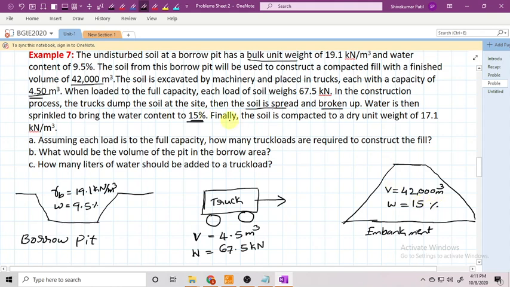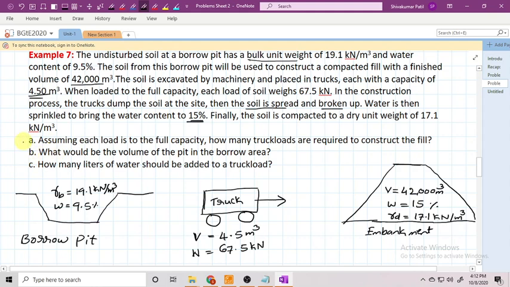Finally, the soil is compacted to a dry unit weight of 17.1 kilonewton per meter cube. So what is the dry unit weight? 17.1 kilonewton per meter cube. For this density, they have to compact the soil.